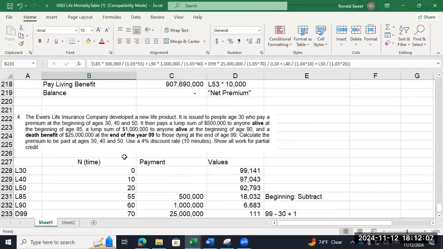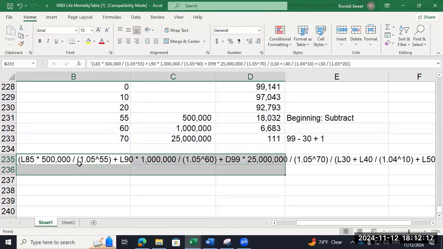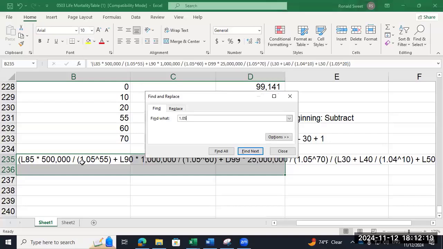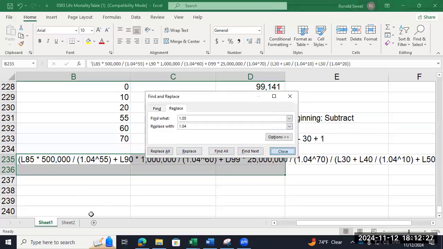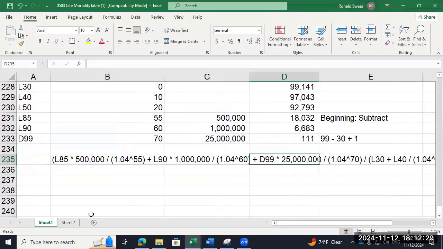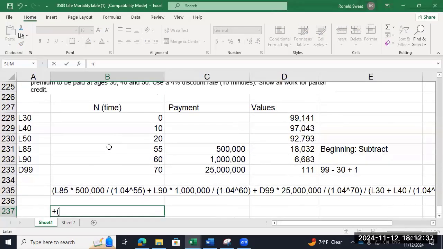Was the discount rate actually 5%? Excuse me, the discount rate's 4%. So I got to change all of these to 4%. So it's 4%. So sorry about that. All right, so let's try it. The issue is going to be, can I do it without messing up my parentheses?